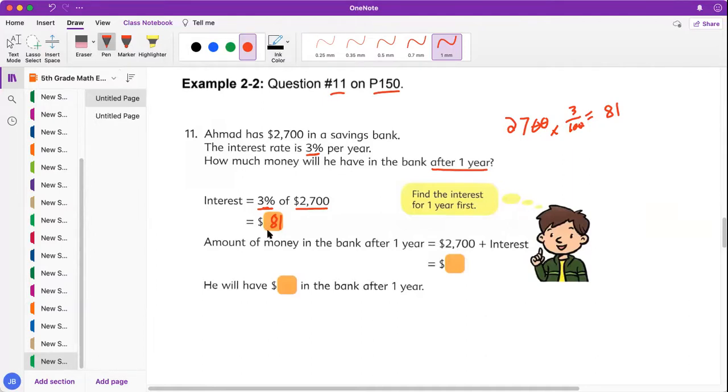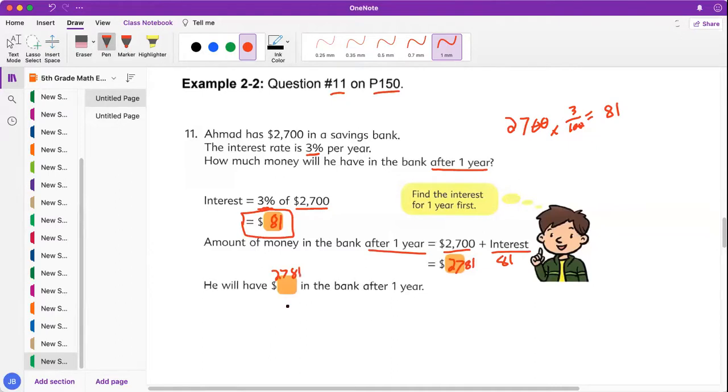And so now it says the amount of money in the bank after 1 year is equal to 2,700 plus the interest, and the interest is 81. Kong, question, or did you have something to say? I had a way to solve this. You know how to solve it? Yeah. Well, it's sort of easy, like you just do 2,700 plus the interest, which is 81. Perfect. So we'll have 2,781, right?